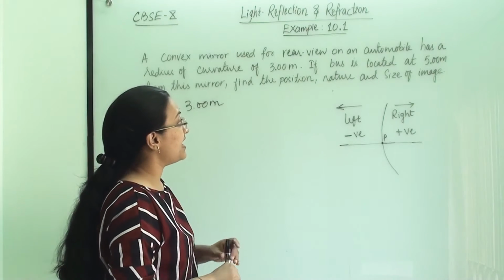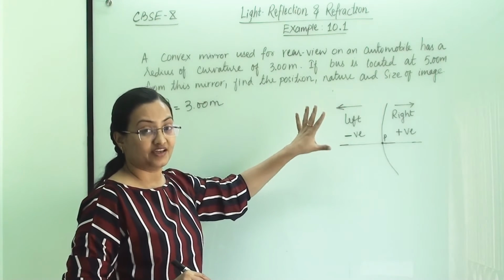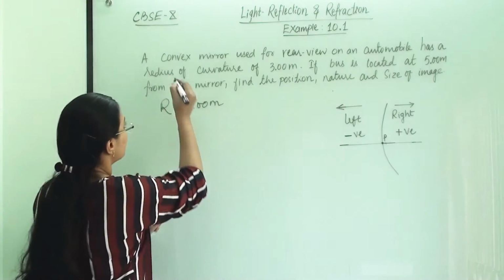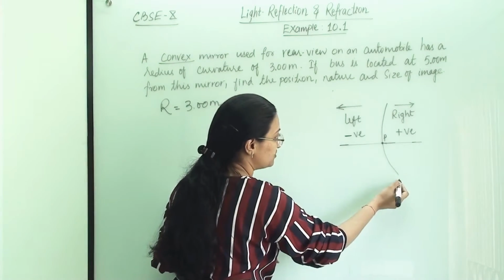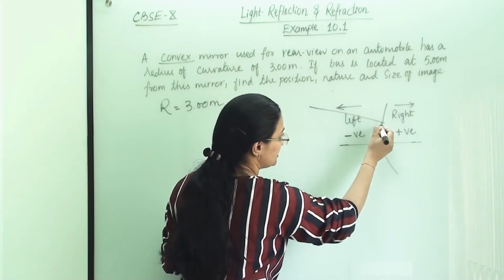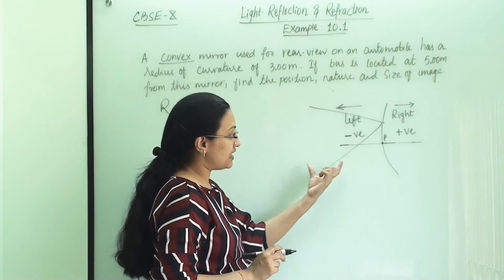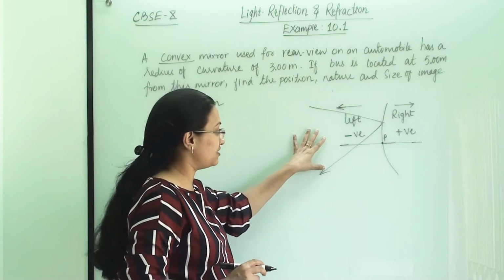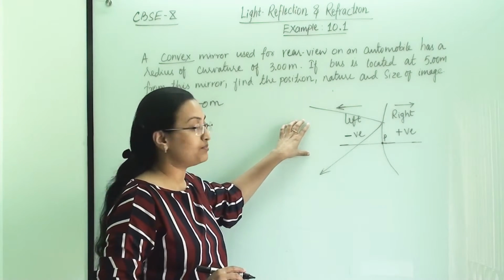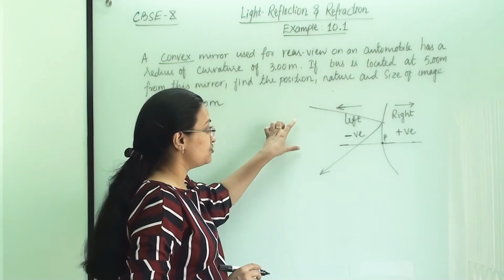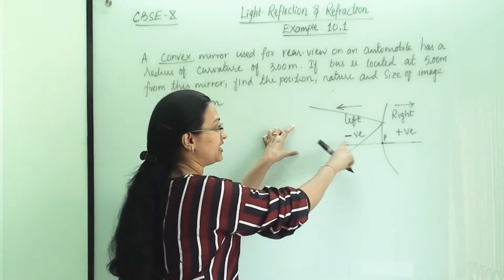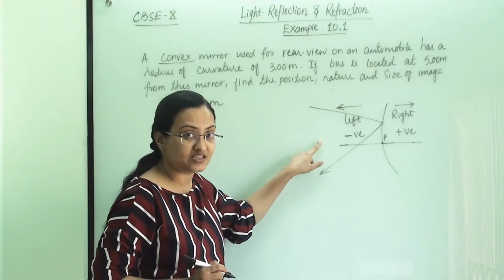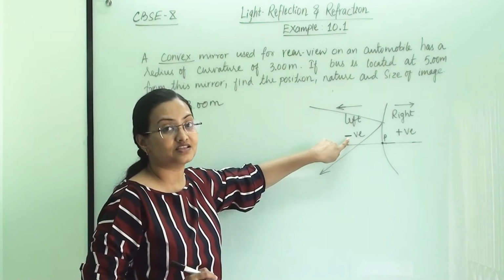If a bus is located at 5 meter, the bus is our object and it is located at 5 meter from the mirror. This is a convex mirror, and its reflecting surface is this. Whatever object we are locating, its distance will be towards the left hand side. For example, from the rear view mirror we are locating the bus, so the bus has to be towards this side. Then only we can see its reflection in the mirror. So the bus has to be towards the left hand side, so the distance we are marking is negative.